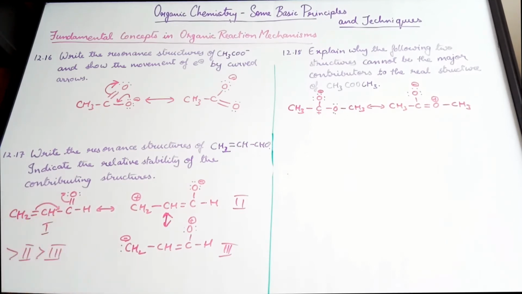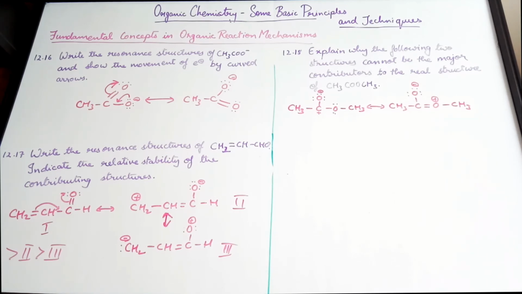In the third question, we need to explain why the following two structures cannot be the major contributors to the real structure of CH3COOCH3. Now the reason is that they are less important because of charge separation, which means you have a negative charge on the oxygen and positive charge on carbon in the first one, and in the second structure, oxygen, which is electronegative in nature, is carrying a positive charge, and that in turn will lead to a decrease in stability. And so they don't offer a lot of stability towards the resonance hybrid.